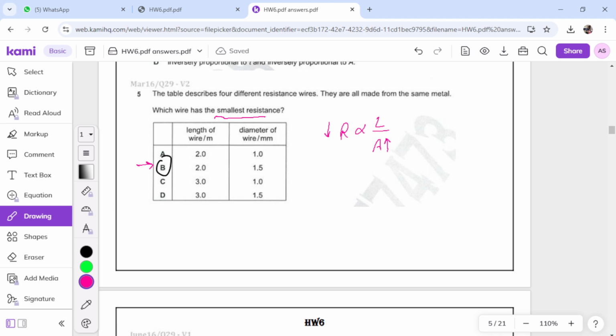You can find every time R equals L over A, so 2 over 1 equals 2, 2 over 1.5 equals 1.3, 3 over 1 equals 3, 3 over 1.5 equals 2. So this is the smallest one. So B is correct. We have two ways here.